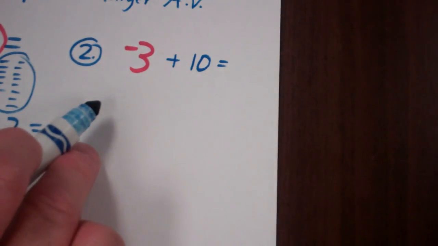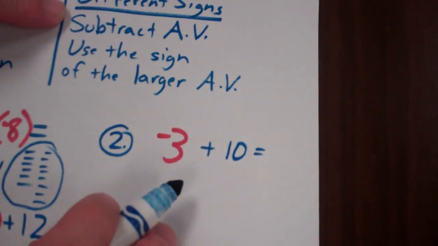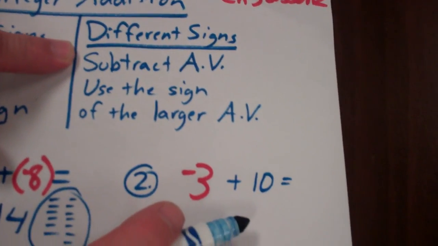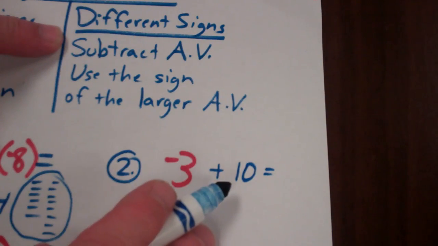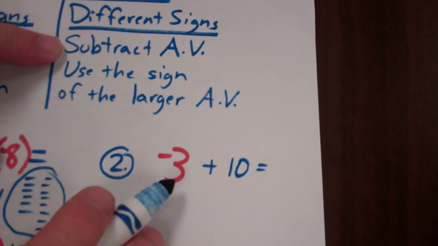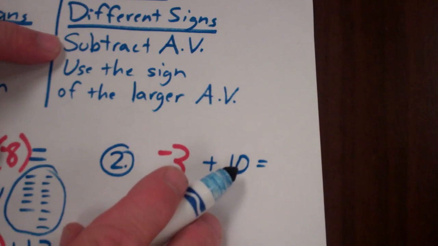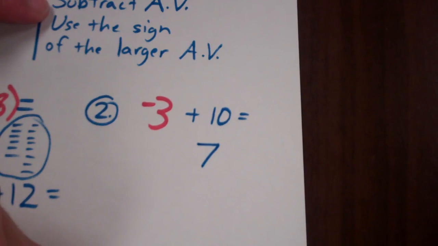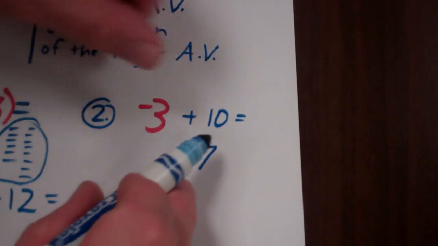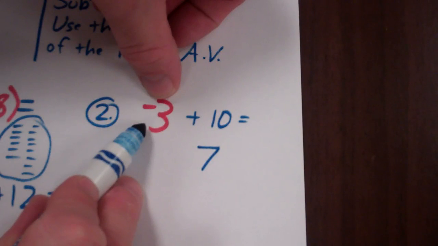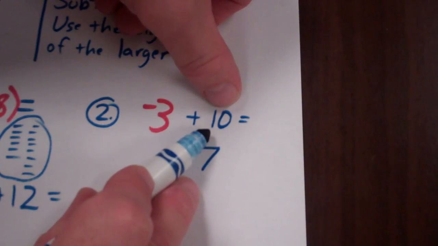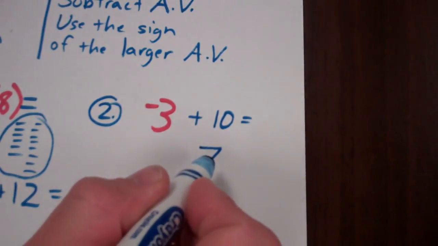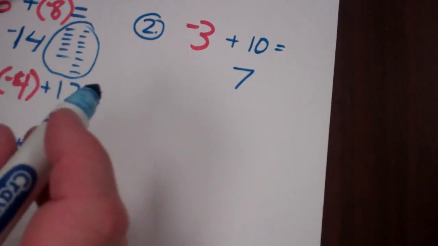Negative 3 plus 10. Okay, once again, I'm going to focus on the addition. It is addition, so we're in integer addition rules. Different signs this time, a negative and a positive. So we subtract the absolute values. So I'm going to be subtracting 3 and 10. 10 minus 3 is 7. Alright. Sign of the larger absolute value. Did I have more positives or more negatives? Well, this has an absolute value of 3. This one has an absolute value of 10. So that is my larger absolute value. And the sign of that one was positive. My answer is positive.